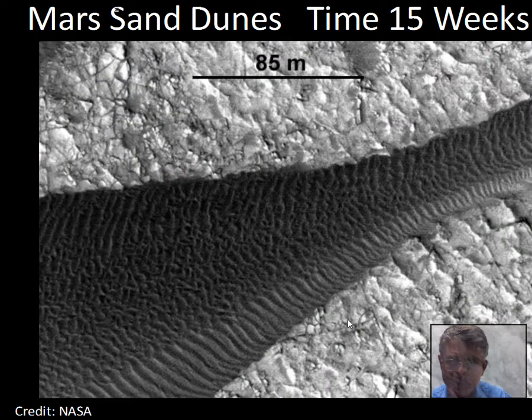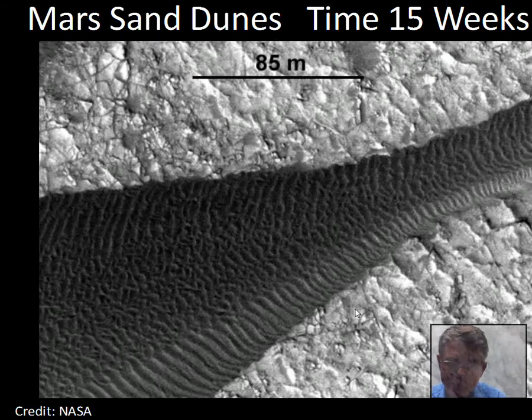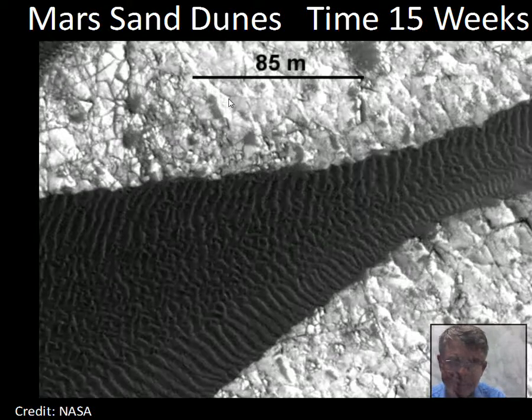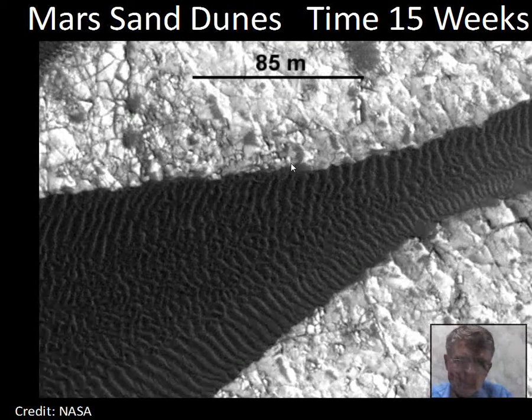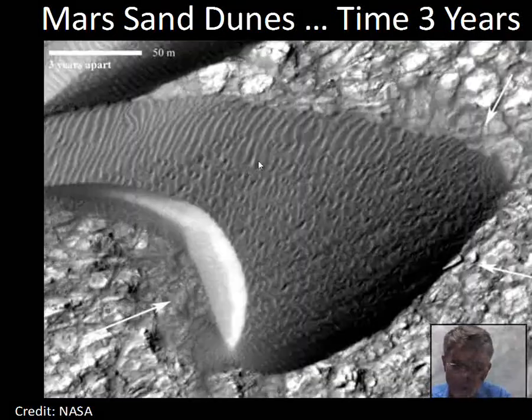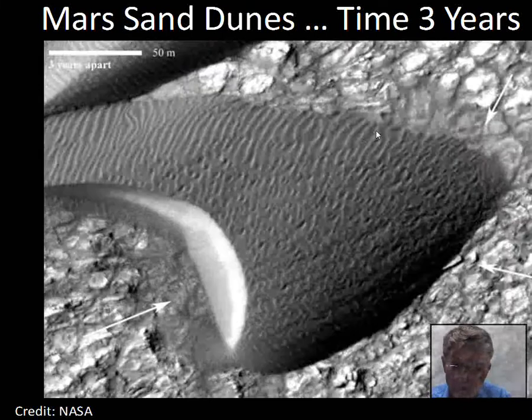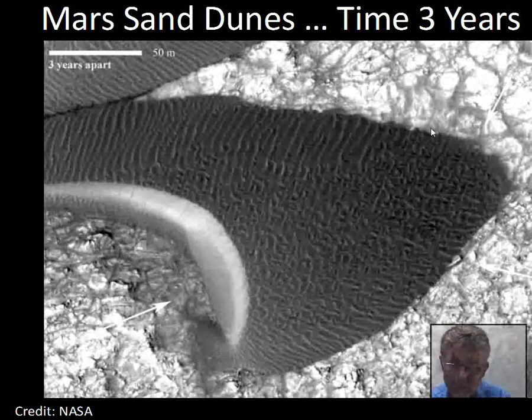These dunes are seen to move. Again, the same spot on Mars has been imaged by an orbiting spacecraft 15 weeks apart. So the 85 meters here, that's a little less than a city block, a standard city block. And we can see some motion of the sand. The wind is moving the sand along. And a larger dune, that again, is creeping along. 3 years in between the photographs here. But you can see some change in the boundary of where the sand is located.